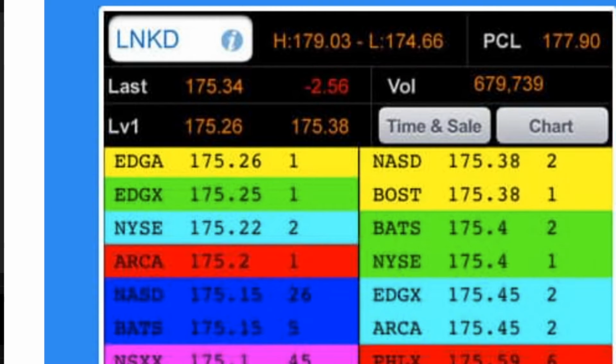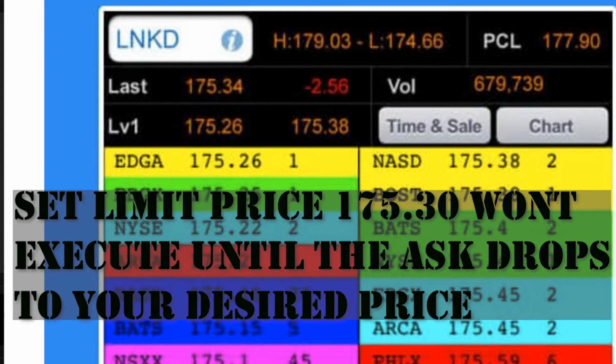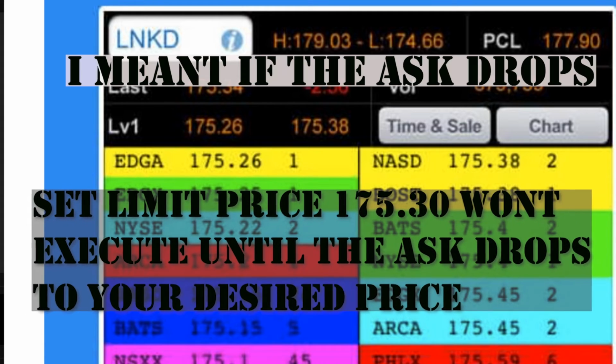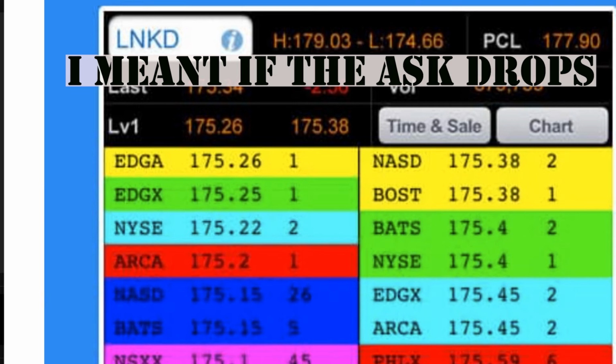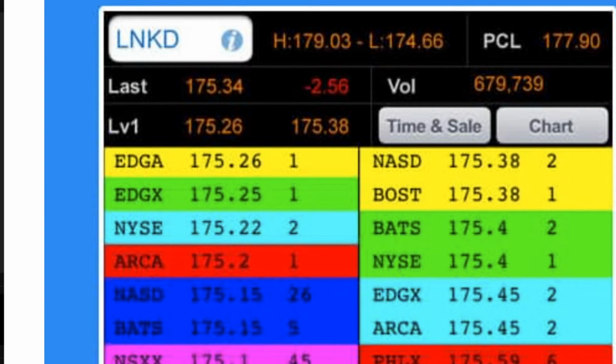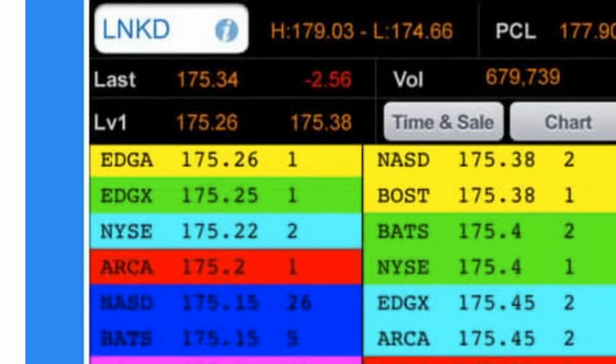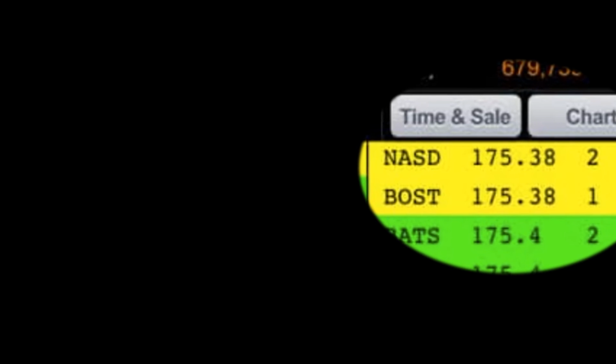So let's look at the level 2 example that we looked at yesterday. The price here is between 175.26 and 175.38. A limit order you can set for, let's say, 175.30, and if the bid drops to 175.30, your order will be filled. But if you hit a market order, it'll hit the first order that's available, which is the 175.38. It's a higher price.